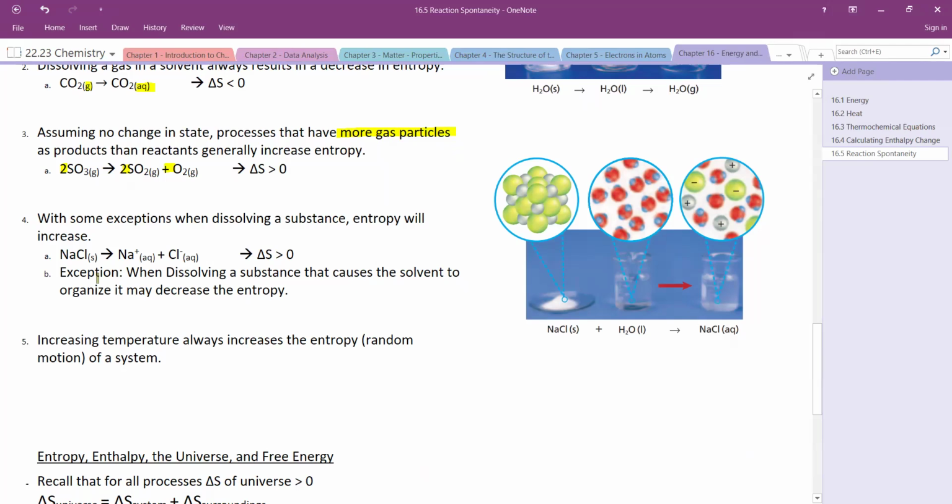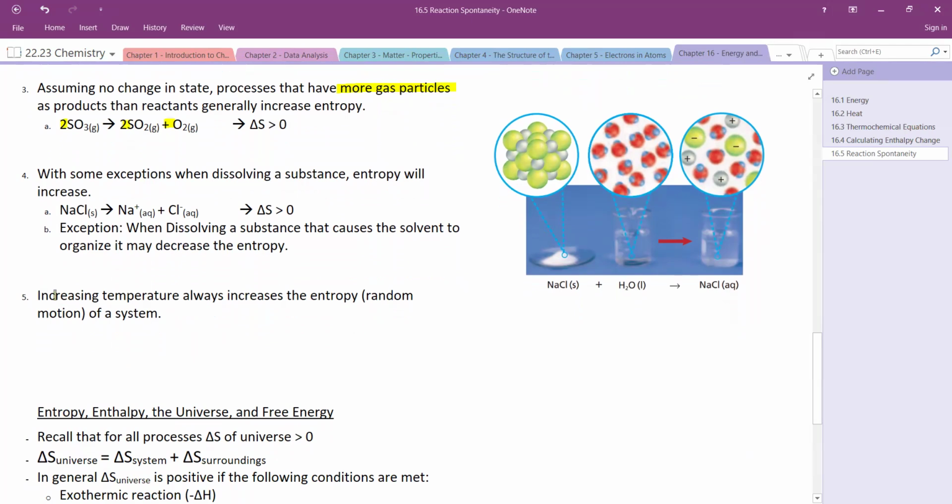There are exceptions, right? And I wrote it here. It says, when dissolving a substance that causes the solvent to organize, it may decrease the entropy. And that is a very specific case that we will talk about if it comes to it, but it's not something typical for a high school class that we talk about. And then the fifth case, the last one, is that increasing temperature always increases entropy, right?